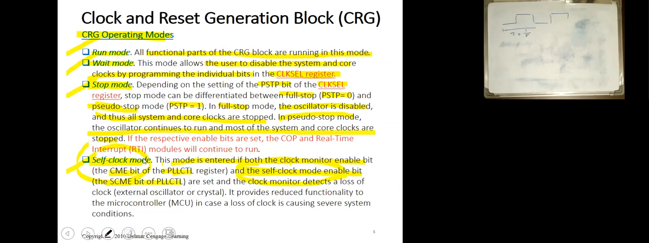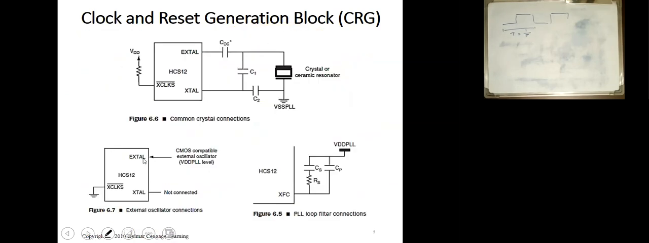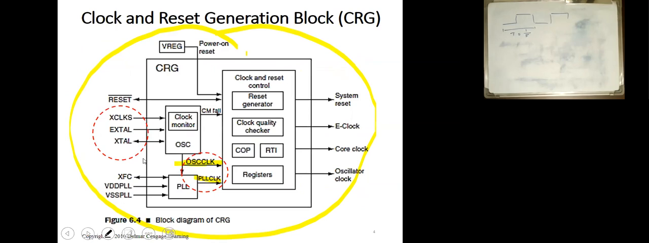So this is the meaning of this sentence. In order to activate this mode, in case there is a failure in the main oscillator, you need to set this bit in this register, and you need to set this bit. And this mode is only activated if there is a loss of clock in the external oscillator, basically in the OSC block, which is this clock. So if there's a problem with this clock, which is monitored by the clock monitor hardware, you as a programmer can decide whether to reset the microcontroller or to enable the self-clock mode to clock the microcontroller.